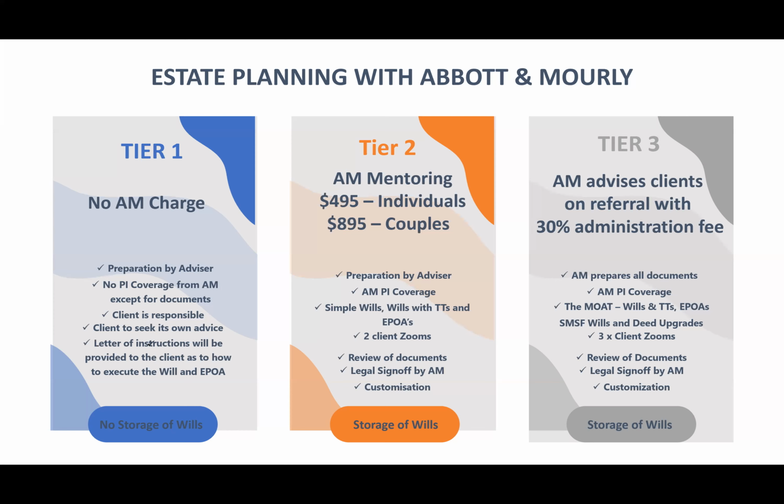$895 for that. Now, Tier 3 is different, and we've been working with a couple of accounting firms. Tier 3 applies to a couple of accounting firms we've been working through who just don't have the time. They know the clients are seeking it, but they don't have the time to do it. So what they do is they hand it over to us. Either a client will come through and ask about the will, and then you just put them in touch with Tony, who will take you through the process.